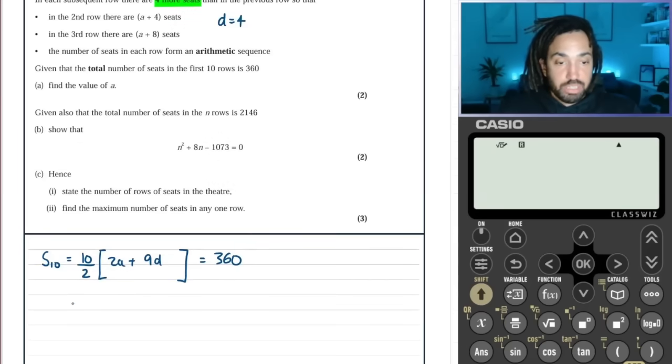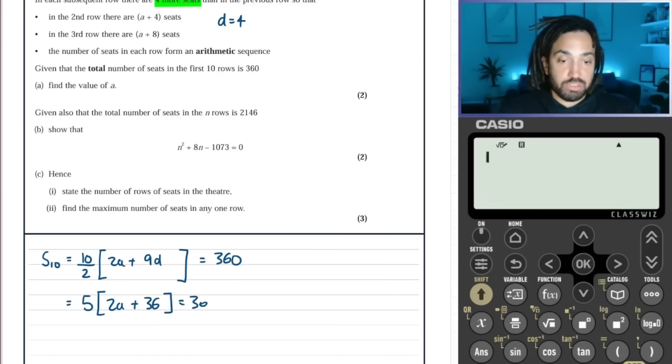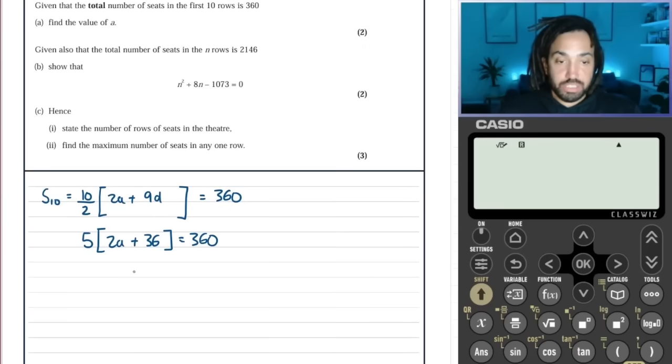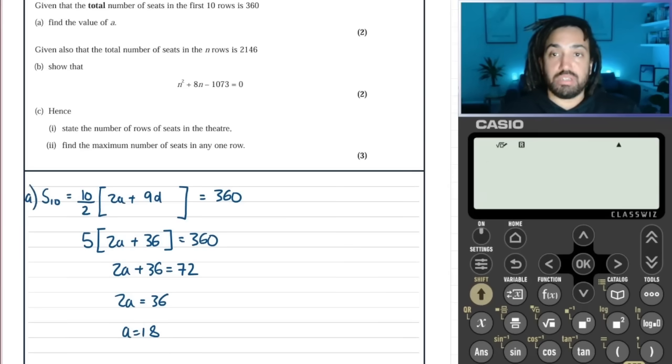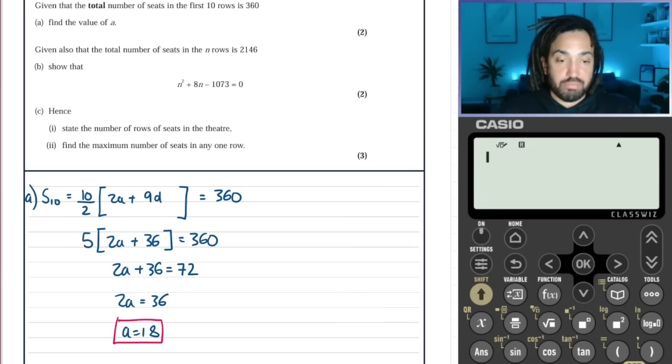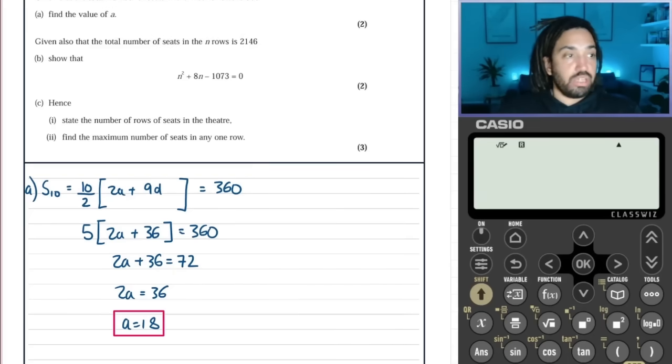So we can simplify this. That's 5, 2a, we said up here that d is 4, so 9 times 4 is 36. And that's equal to 360. We can then divide both sides by 5, which gives us 72 on that side. So 2a plus 36 equals 72. So 2a is equal to 36, so a is equal to 18. Perfect. That was part A. We get 18. Great. Now let's move on to part B.